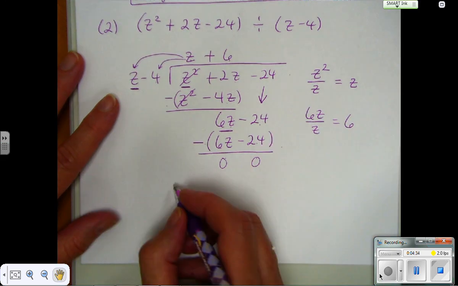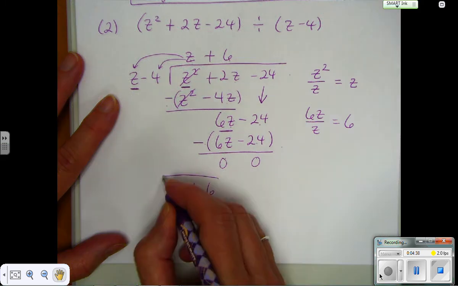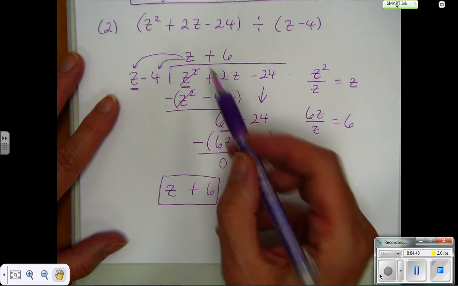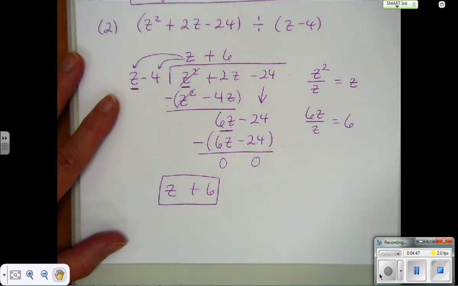So your answer, your quotient, is z plus 6. That is your answer. That's what you get when you divide z squared plus 2z minus 24 by z minus 4.